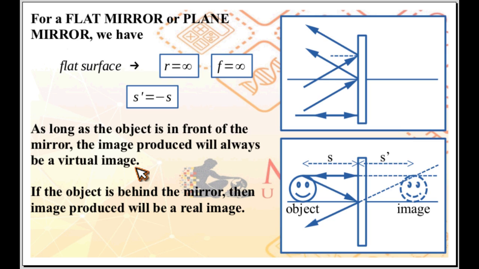On the other hand, if the object is behind the mirror, then the image is on the opposite side of the mirror. The image will be in front of the mirror. The image produced will be a real image.